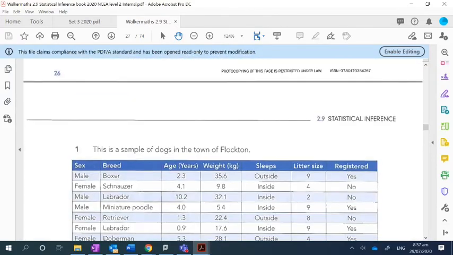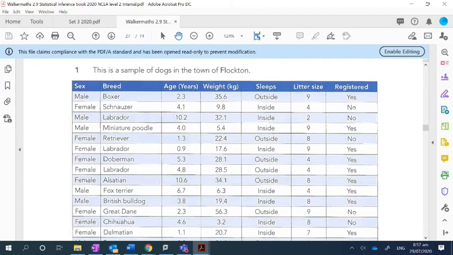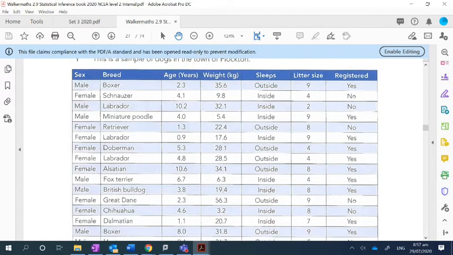So, what we have here is a sample, a big chart, with a sample of dogs in the town of Flockton. Is that a real town? I don't know. Anyway, probably is. So if you look at this, they give you tons of data, do they not? They talk about the sex, the breed, the age, the weight, where they sleep, what the average litter size is, how many puppies they have, whether or not they're registered.